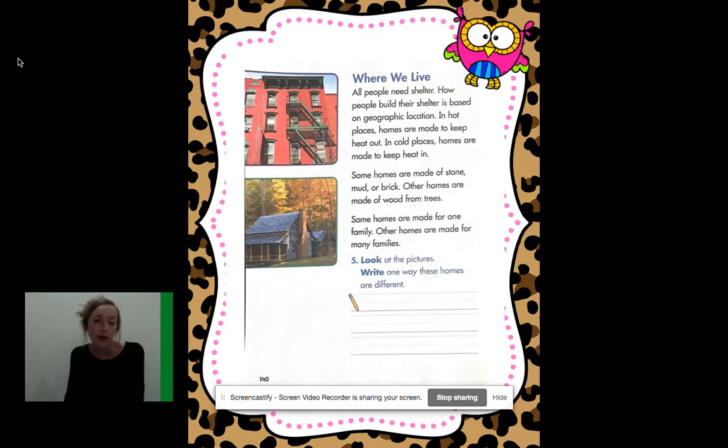So all of our houses are different. Everybody lives in a different kind of place. We may live in similar places, but most of the time we don't live in the exact same houses as each other or exact same apartments.